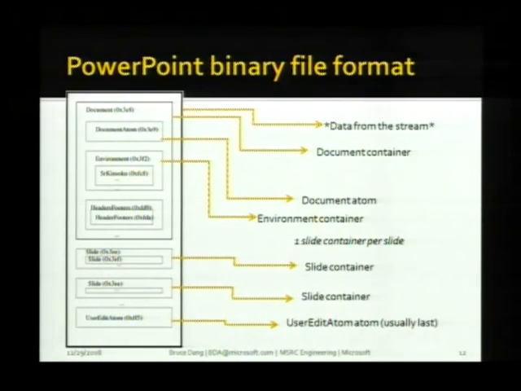This is a picture of what a PowerPoint document looks like. The first record that you'll typically see is a document container, which is type 0x3E8. And inside that container, you have document atoms and an environment, and so on. And then you have slide containers. Each slide in PowerPoint is described using a slide container. So the header, the footer, all the data, page number, everything is inside the slide. So if you have 20 slides, you have 20 slide containers. So that's pretty much it. It's pretty easy to understand.